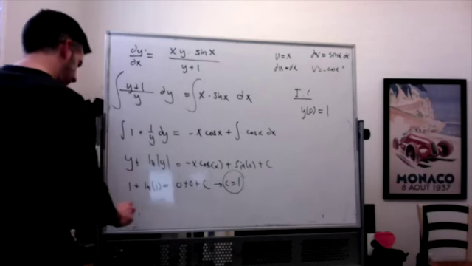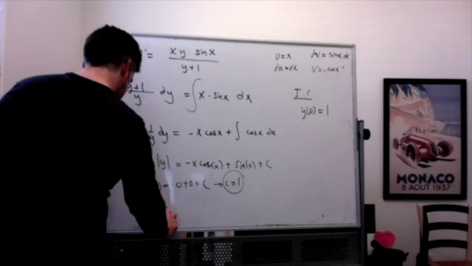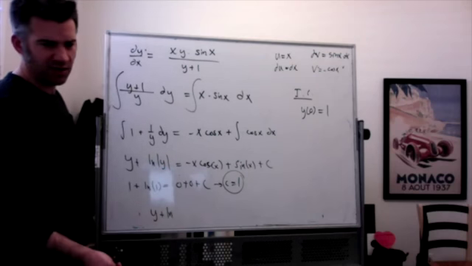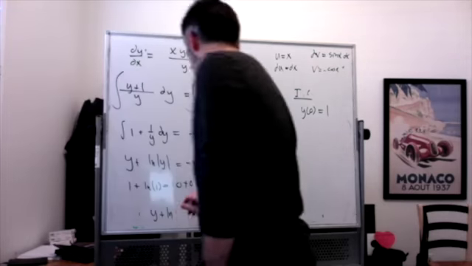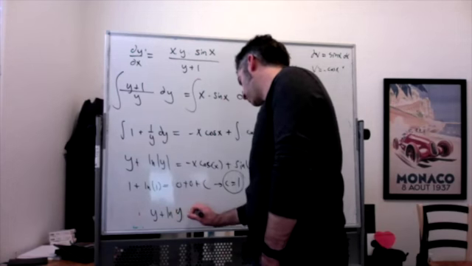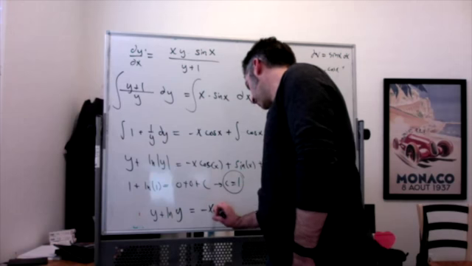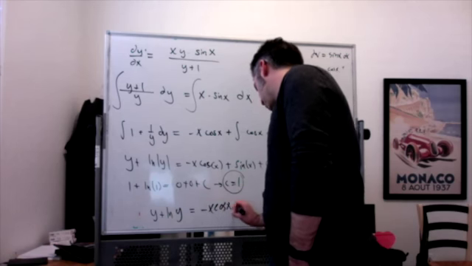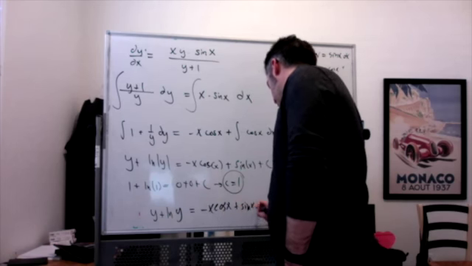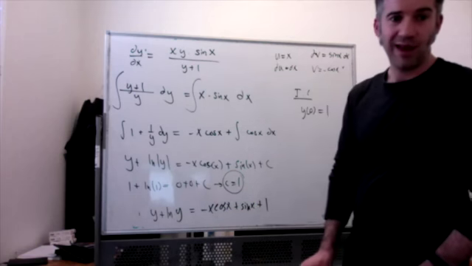So then our final solution here is y plus the natural log of, do I need the absolute value? Probably not. Y plus natural log of y equals negative x cosine of x plus sine of x plus 1. And that's all we can do.